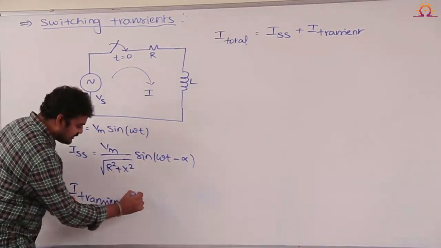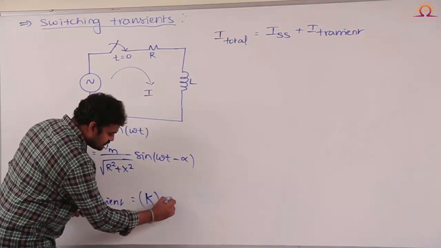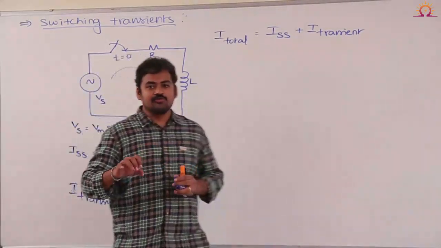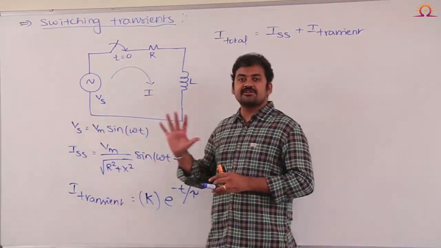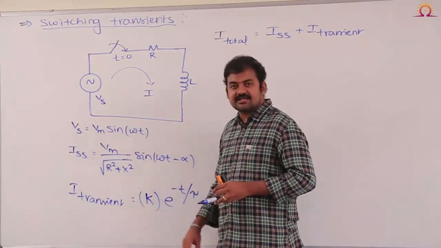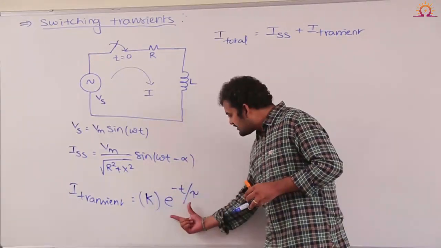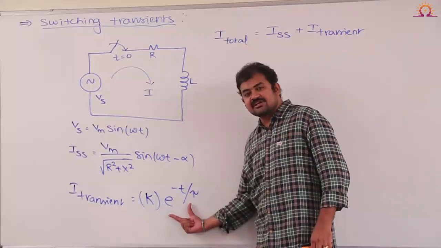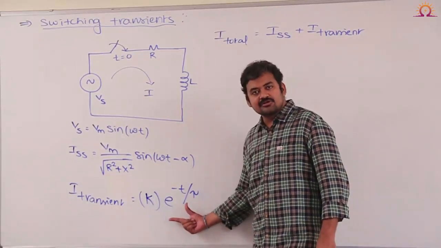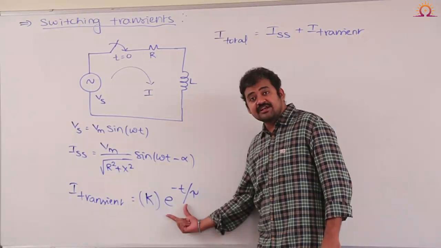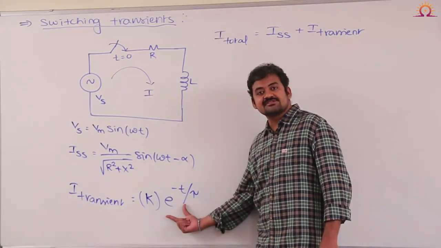The transient component will be some constant k into e power minus t by tau. I am not going into the proof of these equations. You will study in network theory more in detail. So this is a steady state component and this is a transient component. If you look at the transient component, is it a sinusoidal component or non-sinusoidal component? Definitely non-sinusoidal. If you carefully observe, it is an exponentially decaying component, e power minus t by tau.